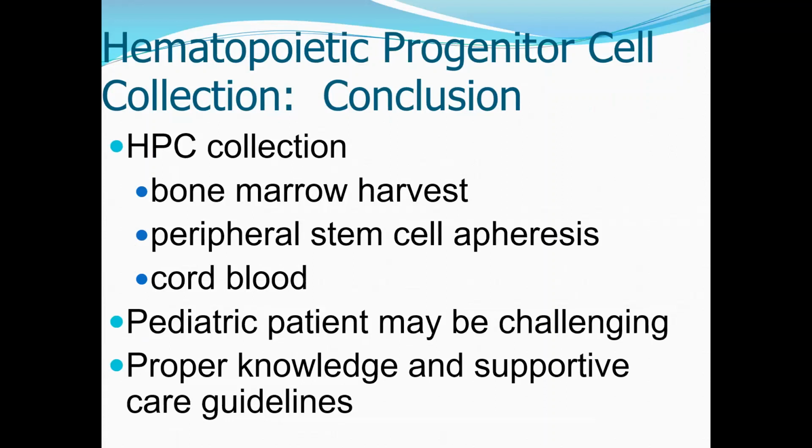So HPC collection includes bone marrow harvest, peripheral stem cell apheresis, and cord blood. A pediatric patient may face more challenges, so we should give proper knowledge and supportive guidance to the patient and the family members.